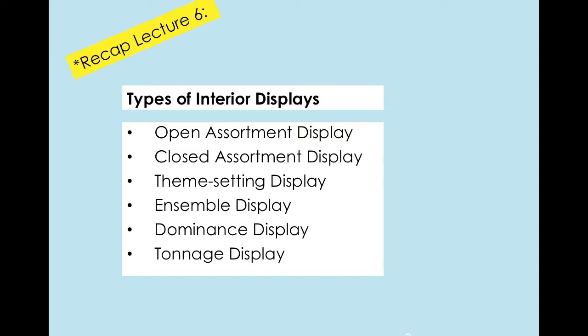Dominance display where a lot of the same elements are being used over and over again. It could be a color, it could be a shape or an item. And tonnage display where a lot of merchandise is actually put out in the store for customers to view.